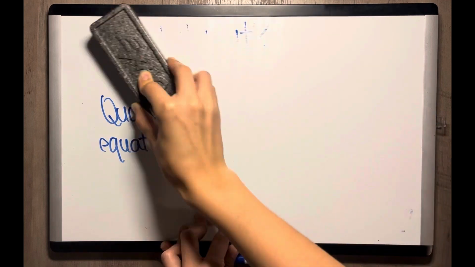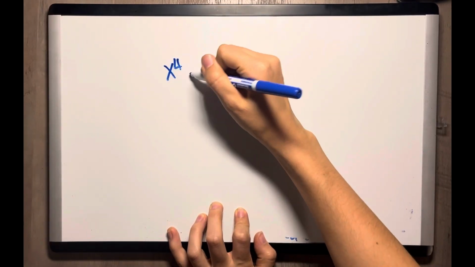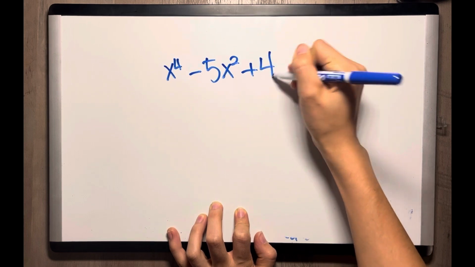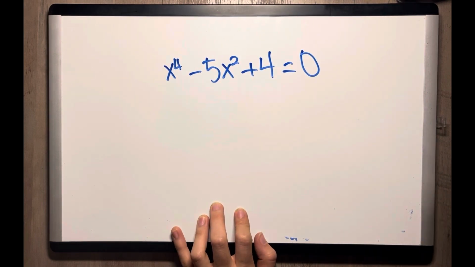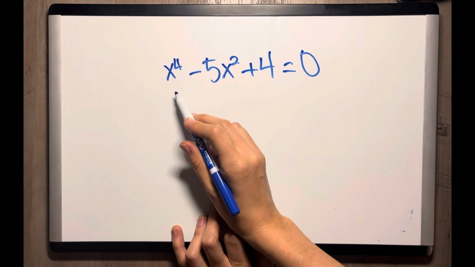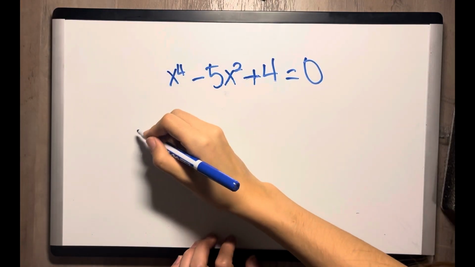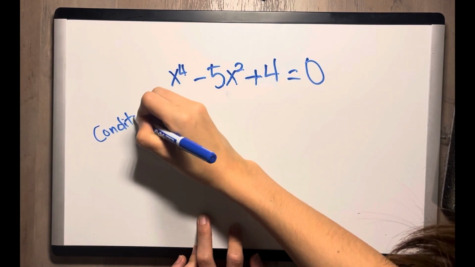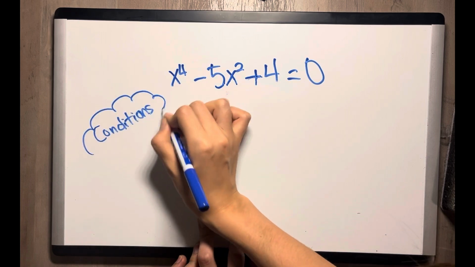Take this for example, x to the fourth power minus 5x squared plus 4 equals 0. This is not a quadratic equation. However, it is an equation that is quadratic in form. But to be an equation that is quadratic in form, there are conditions that must be met.